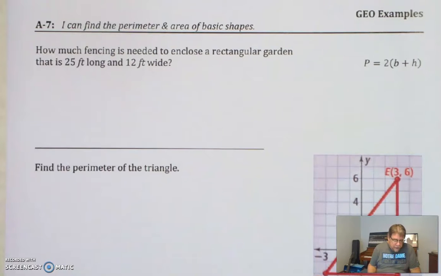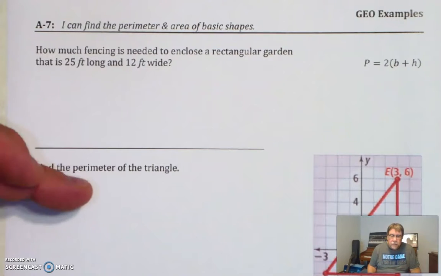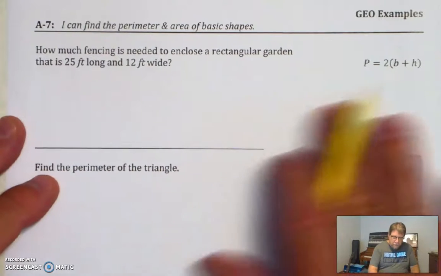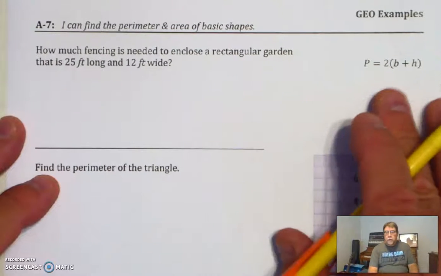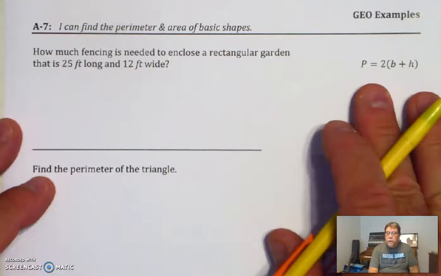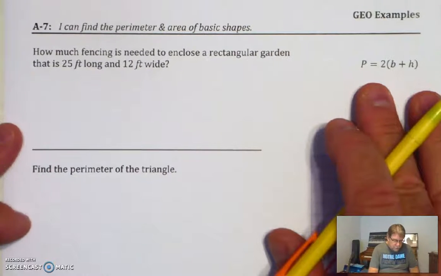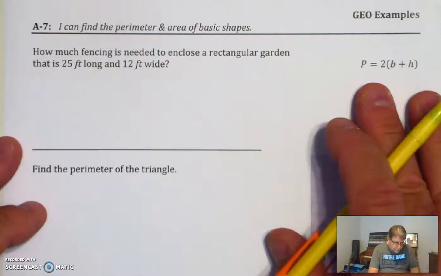Okay, here are two examples that involve perimeter of a basic shape. The first one's going to involve a rectangle, the second one's going to involve a triangle. I did write the formula for a perimeter of a rectangle up here. This would be the one that I would memorize. I wouldn't worry about the other ones that I showed you in the notes as much, although they sometimes get stuck in your head anyway.